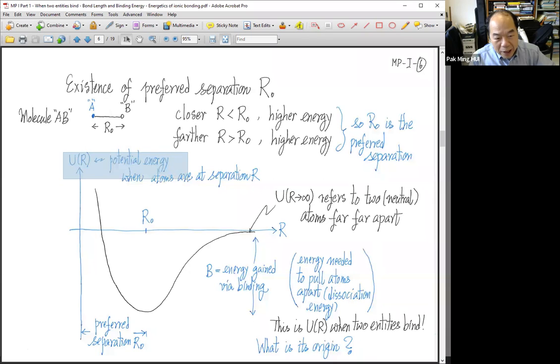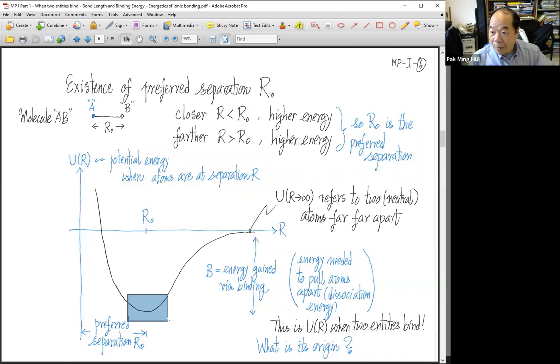This is the potential energy between the two entities when they are at a separation R. The x-axis is the separation R. So from our discussion, we know the following. At the equilibrium separation, the bond length, this curve, this function has a minimum. This will be the preferred separation, R0. On either side, it goes up. So there's a minimum there.